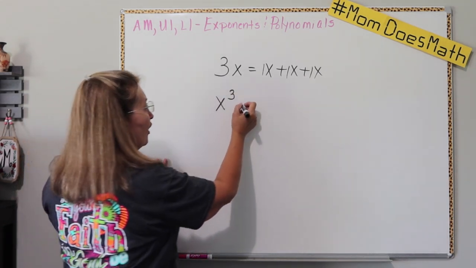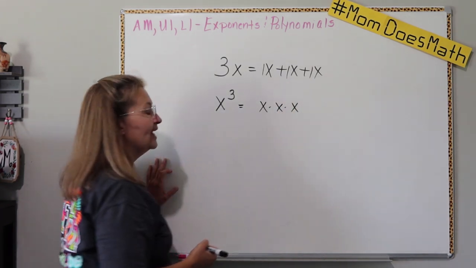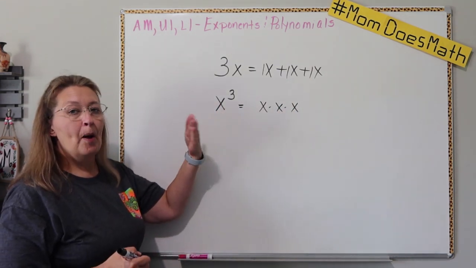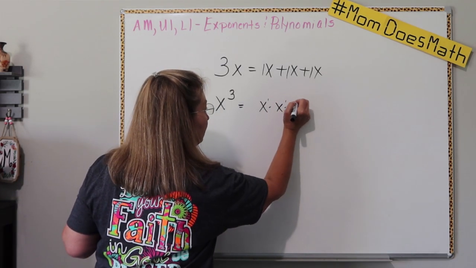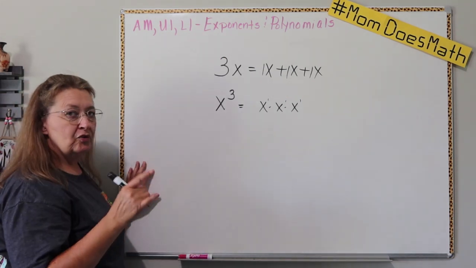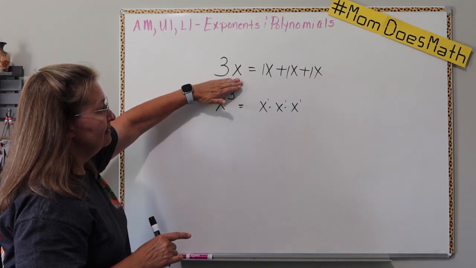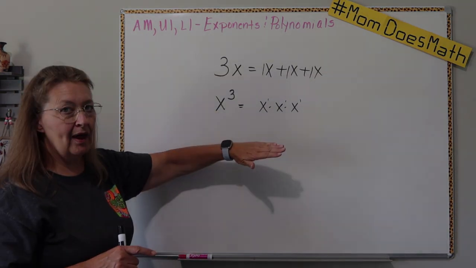Alright, x to the third means x times x times x. So an exponent tells you how many times to multiply that base, because all of these actually have 1 for an exponent, and you would add them to get the 3. So I want you to keep that in your head. A coefficient tells you how many times to add this. An exponent tells you how many times to multiply it.